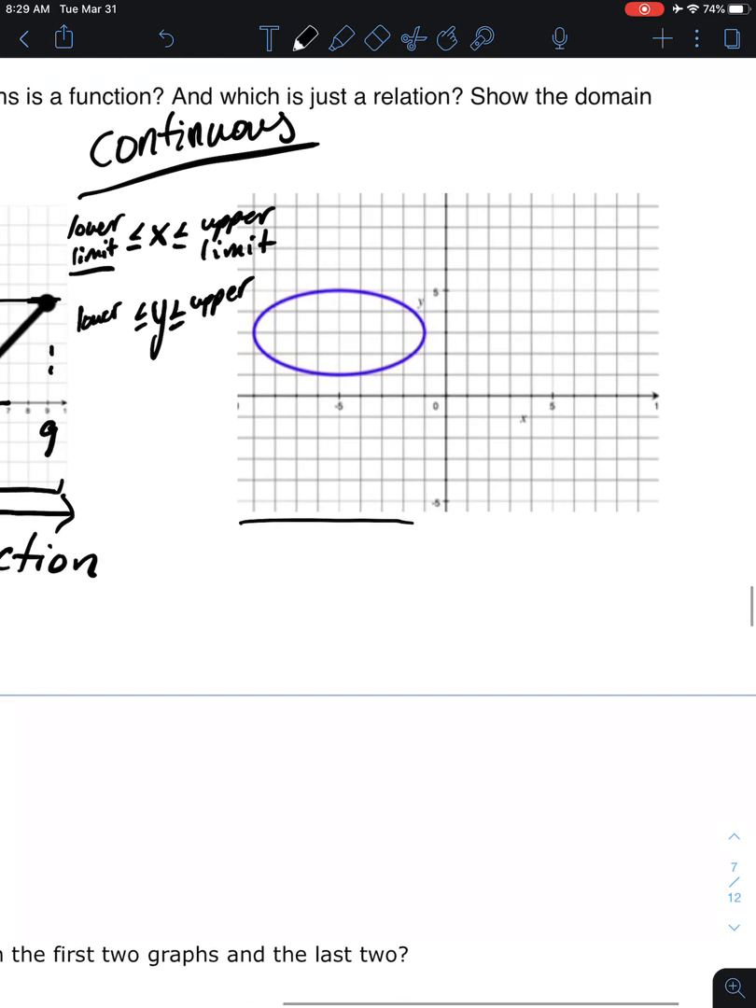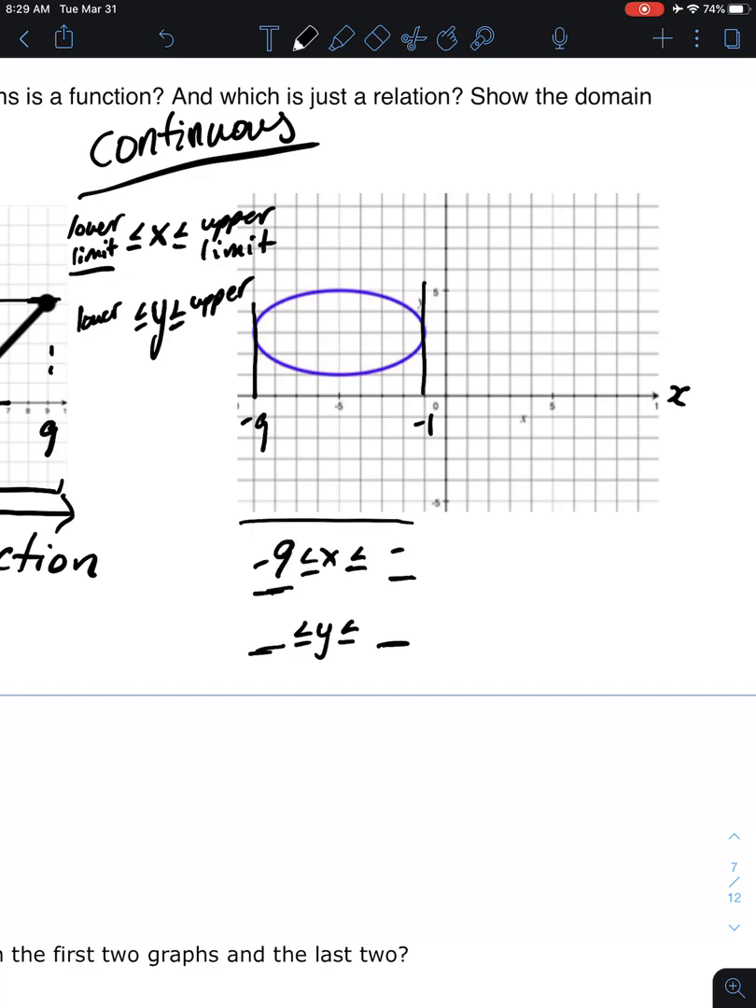So now look at this one. And maybe this would be a good point for you to pause the video and decide what are the lower limit and the upper limit for x and y. Where does the graph begin and end? Okay, well, hopefully you saw that it begins here at -9, and as I go to the right, it ends at -1. And those are the x values. So I just put them in here, -9, -1. And x is an element of the real numbers.